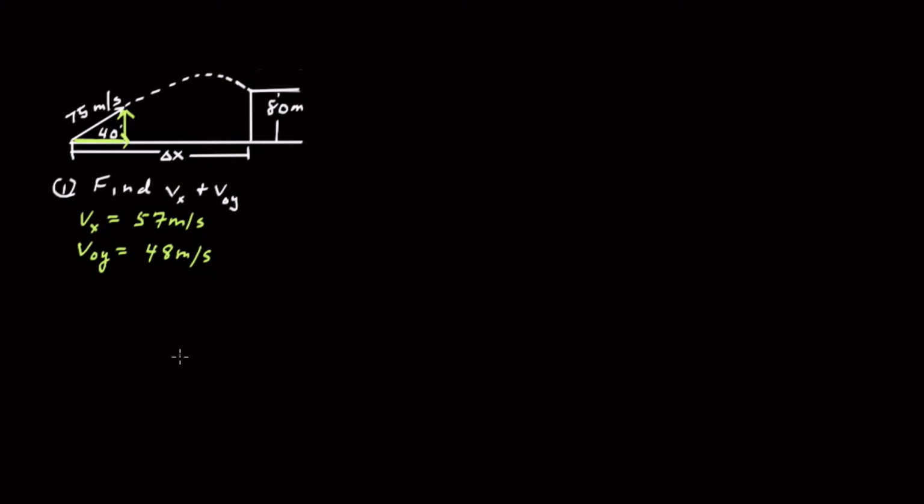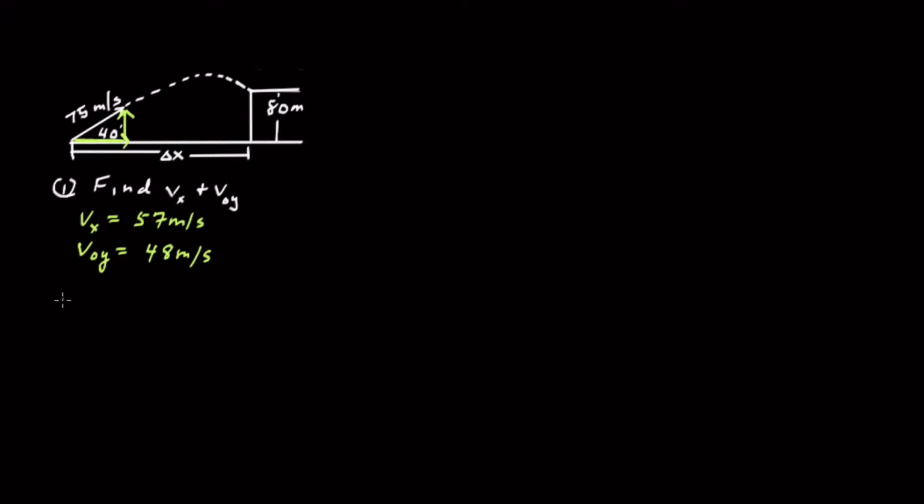So at this 40-degree angle, what this is saying is that if I have an object that's moving horizontally at 57 meters per second while simultaneously going upwards at 48 meters per second, overall its speed, if this thing slammed into me, would be 75 meters per second at this angle of 40 degrees. So I found that, and that is your first step.